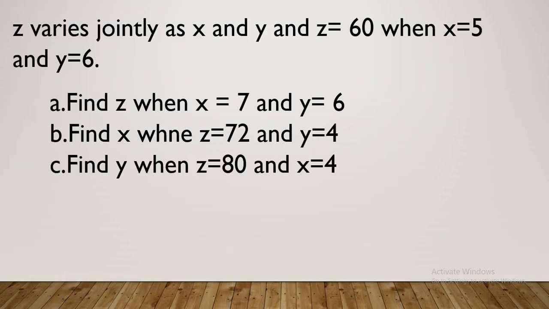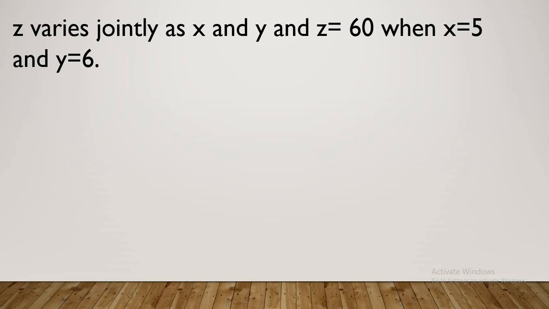Let us try to solve this problem. Z varies jointly as X and Y, and Z is equal to 60 when X is 5 and Y is 6. We have 3 tasks here: find Z, find X, and find Y. A, find Z when X is 7 and Y is 6. B, find X when Z is 72 and Y is 4. And C, find Y when Z is 80 and X is 4. Let us try to solve A first.